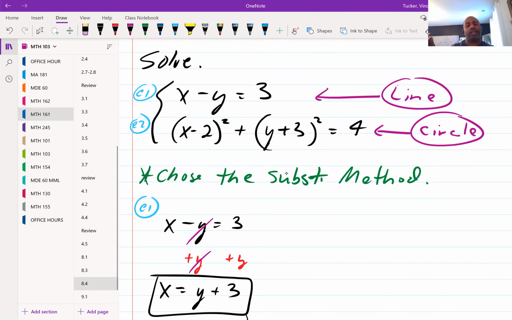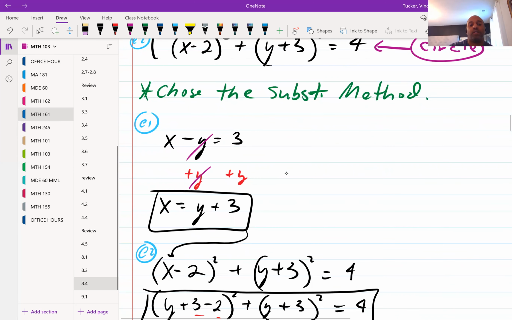Remember, once again, it doesn't matter which equation you use and which variable you decide to solve for, as long as you do it correctly, you still get the same answer. But you do want to move with the easiest route possible. So here, the easiest way was just to add y to both sides. I could have solved for y by subtracting x and then multiplying both sides by negative 1, but like I said, the easiest route was just to add y to both sides. And so I have x is equal to y plus 3.